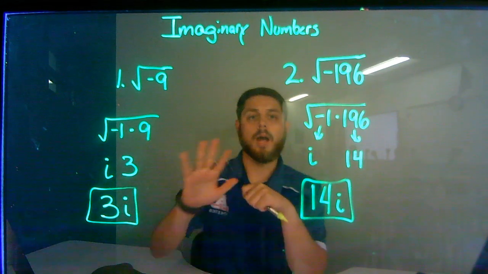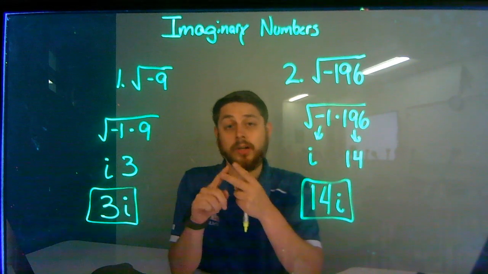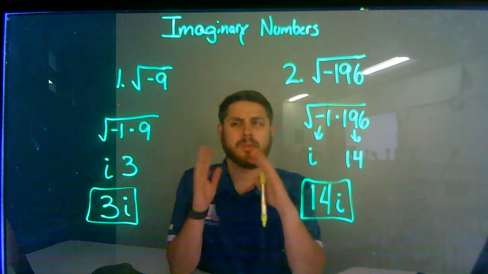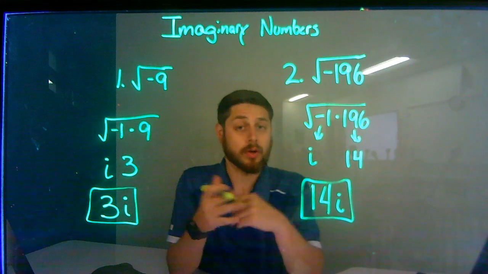I'm going to clear this off. We're going to take a look at number 3 and number 4 here, where it's going to be a little different because we're not going to be working with perfect squares anymore.